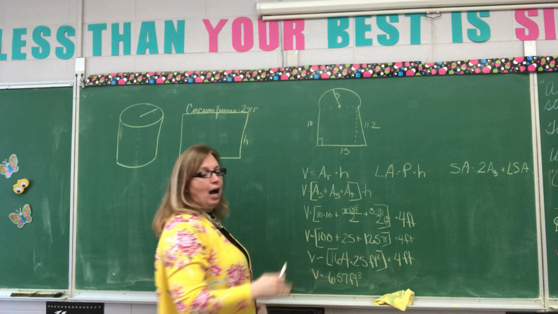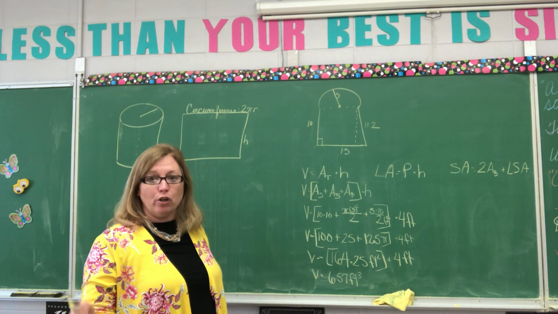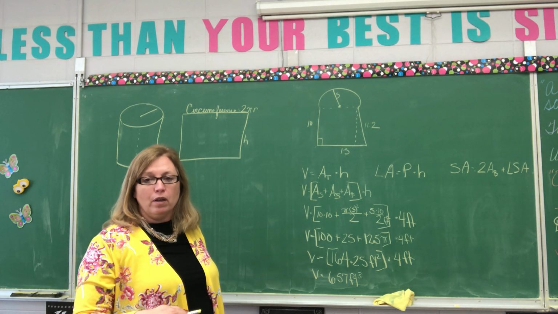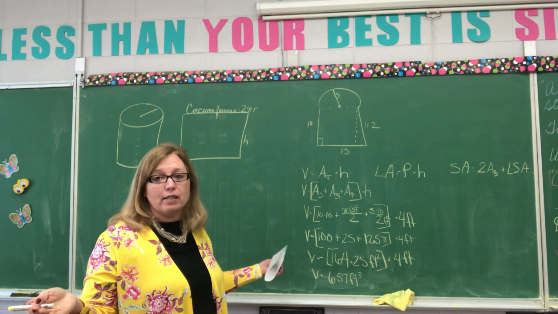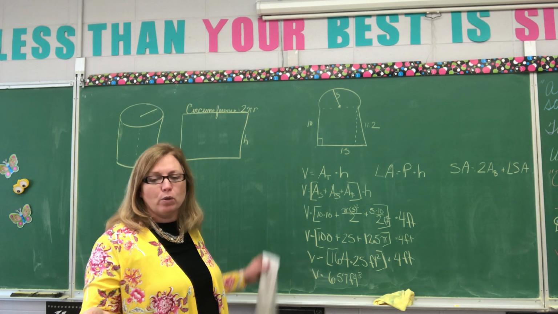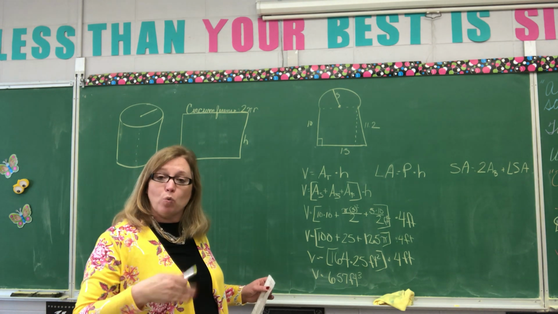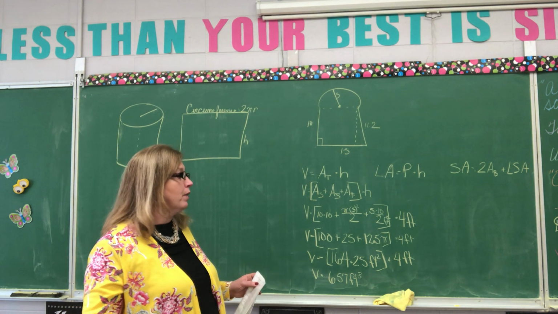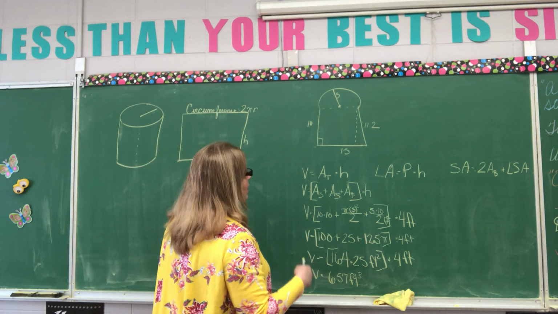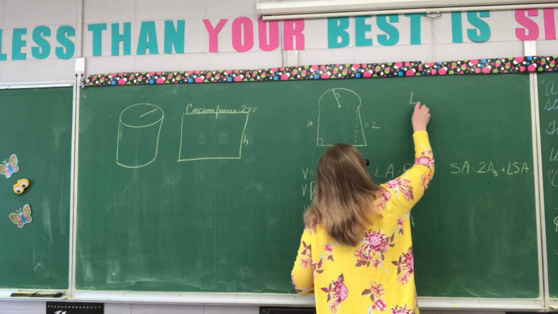So we're gonna say pi times diameter divided by 2. Mrs. Turner, I don't know what the diameter is. Sure you do. What's the radius? 5. So what's the diameter? 10. Okay? So I'm gonna move this up.